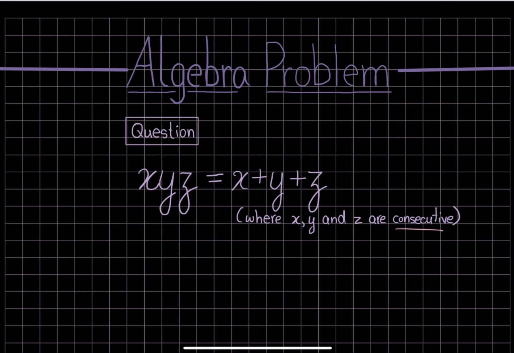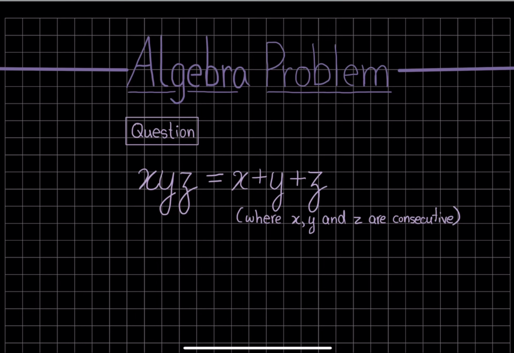So what does that mean? Consecutive means they are one after the other. So 2, 3, and 4 are consecutive numbers. 5, 6, and 7 are consecutive, and so on. There are many consecutive numbers, and the amount of consecutive numbers is infinite. So over here, how do we solve this problem? Because the only things we know are that x, y, and z are consecutive.